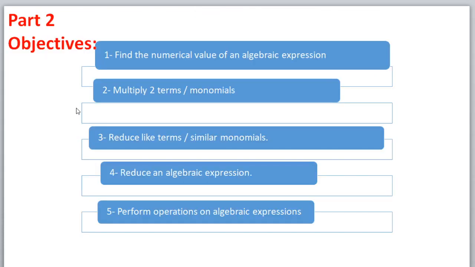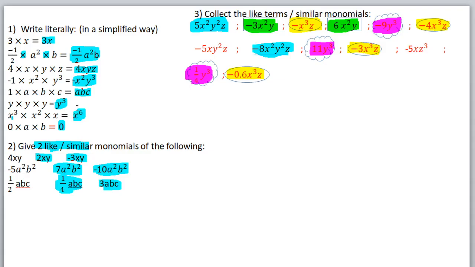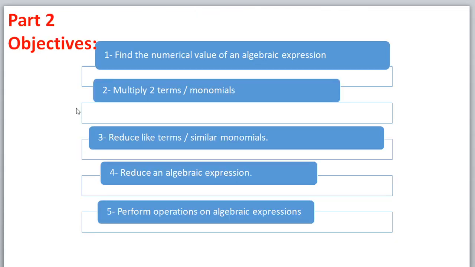So let's go to the next part, which is part 2. You could take a break. Okay, solve parts of the worksheet that's related to this section. There's a question about like terms. Try to solve the questions that are related here, and then you may go to part 2. Okay, so in part 2, objectives: find the numerical value of an algebraic expression, multiply two terms, reduce like terms, reduce algebraic expression, perform operations. Okay, so let's go.